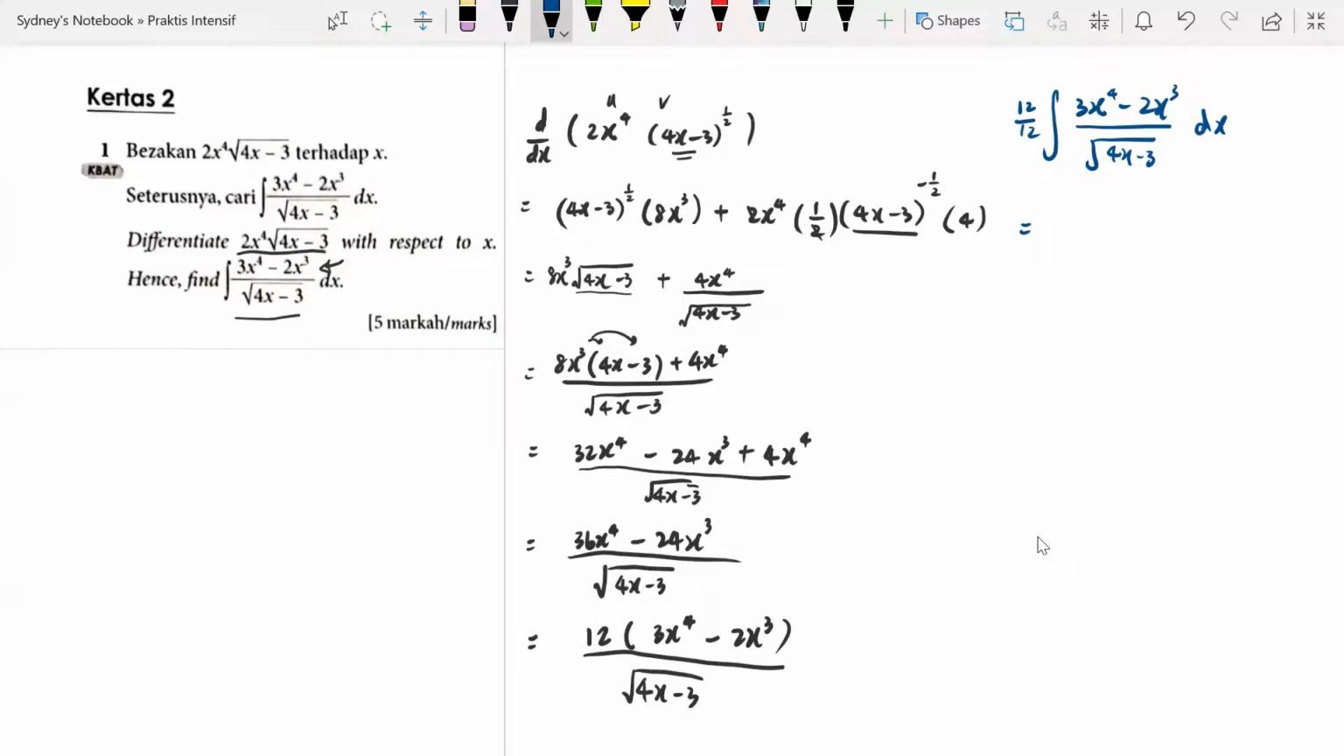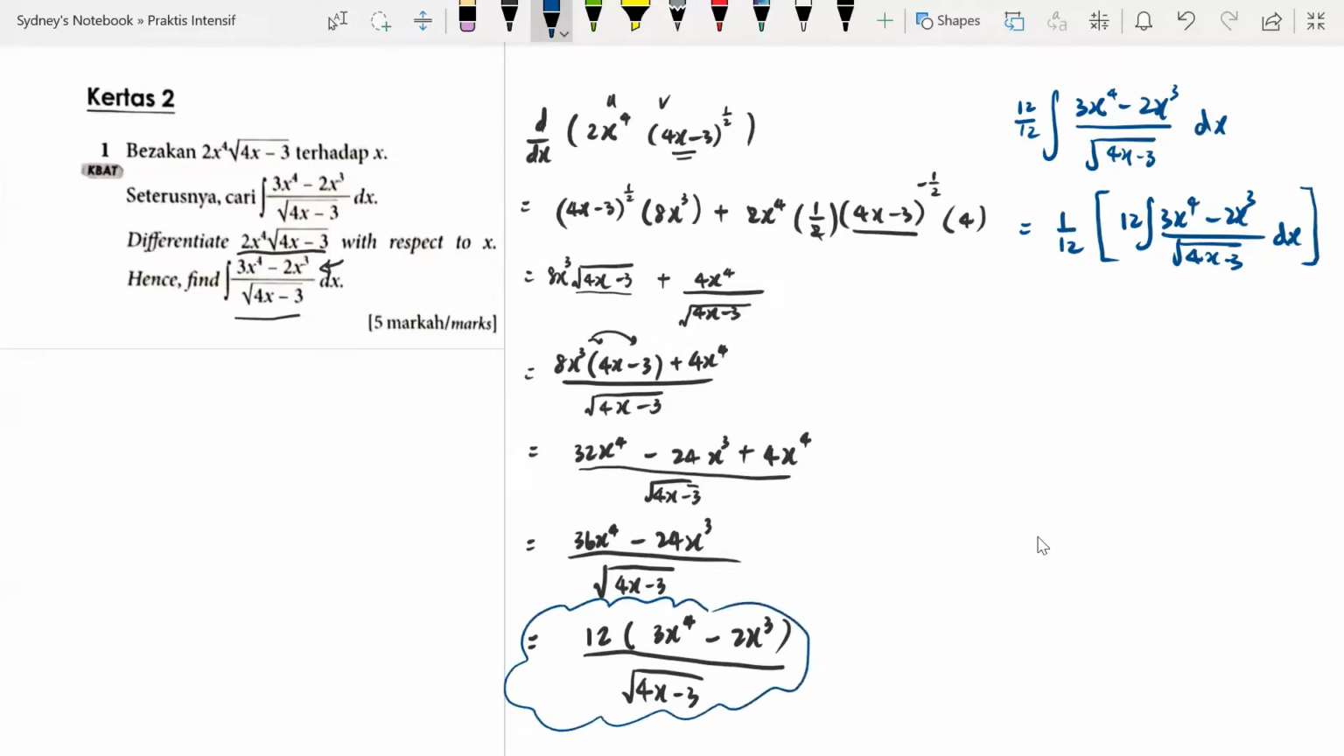Therefore, we will have 1 over 12 times the 12 of 3x to the power of 4 minus 2x to the power of 3 over the square root of 4x minus 3. So I regroup the expression so that I have exactly the same as the one that we have just found, because this is equivalent to the differentiated 2x to the power of 4 times the square root of 4x minus 3.